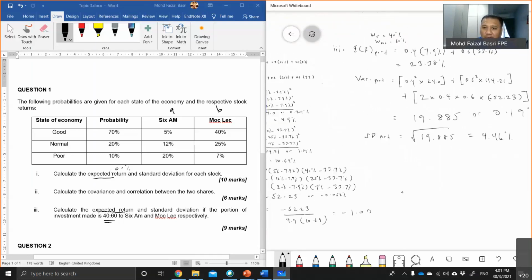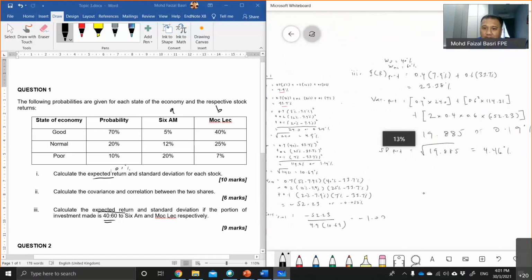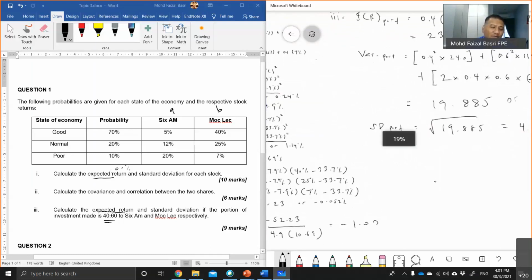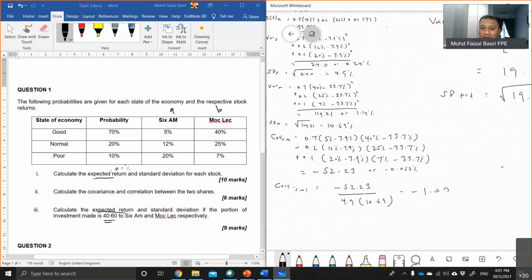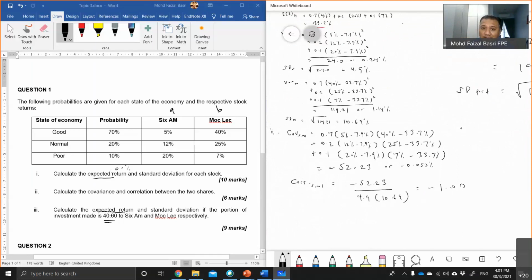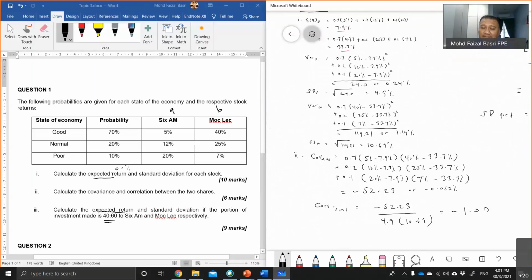Okay, so what can we conclude here? We don't have to comment on the way the question diversifies. But we can look here. The measurement of risk that we want to look at is the standard deviation and also obviously the variance. But let's say we just look at the standard deviation. For the first investment, 6 AM, the standard deviation is 4.9. For stock B, the standard deviation is 10.69. Okay, 4.9 and 10.69 individually.